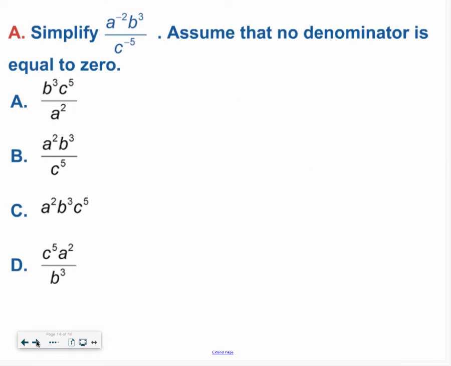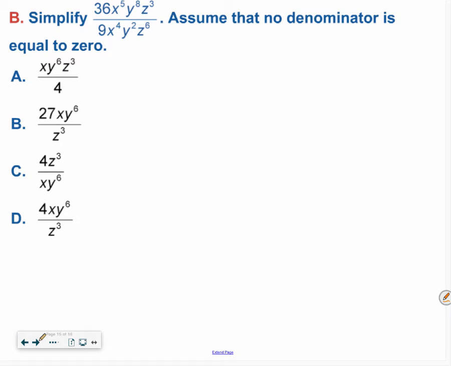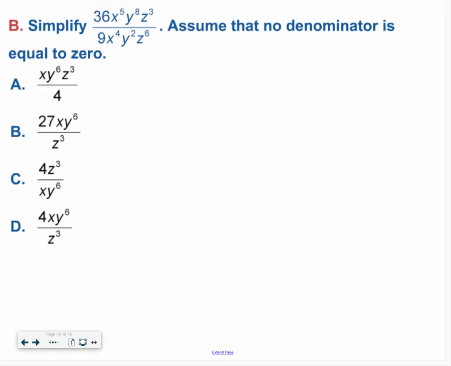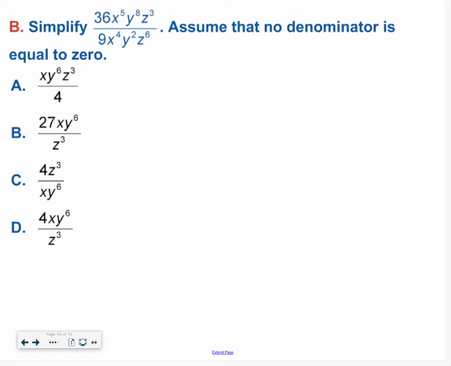All right, go ahead and try this one on your own. Hopefully you said the answer was b to the 3rd times c to the 5th divided by a squared. If not, go ahead and try this one as well. Hopefully you ended up saying that the answer was 4 times x times y to the 6th divided by z to the 3rd.